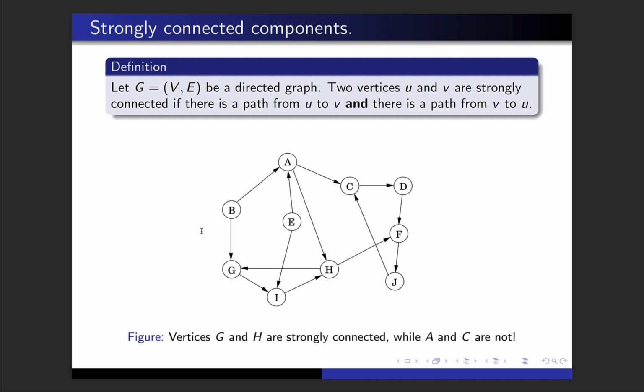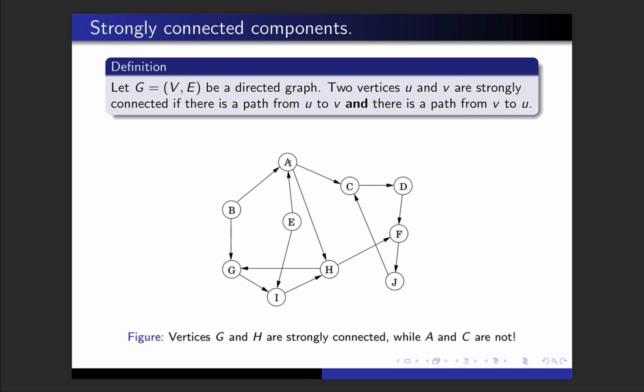Let me give an example. Here is a graph, it's a directed graph. Let's check, for example, the vertices G and H are strongly connected. Why is that? Well, you can see there is a path from H to G. There is a direct edge actually connecting those vertices. And you can also check that there is a path from G to H through the vertex I. So these two vertices are strongly connected.